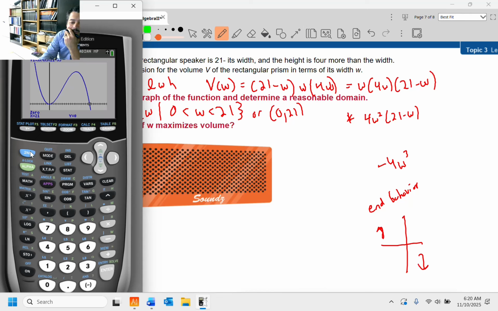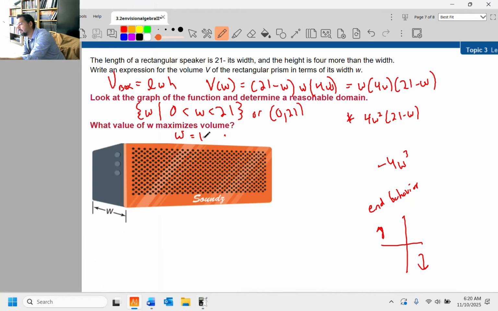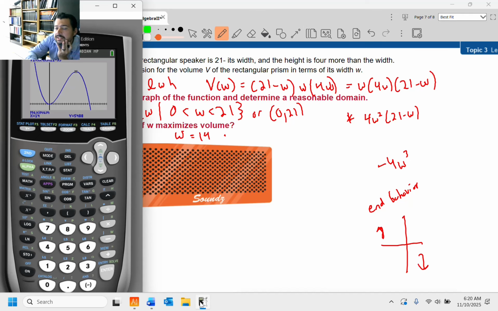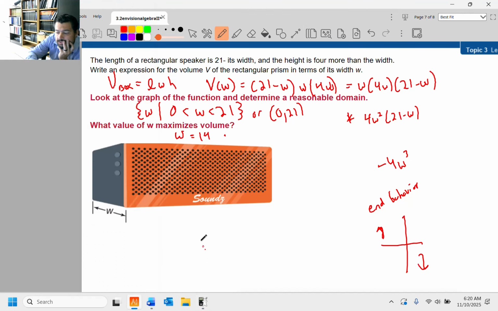Right there. So we're going to go through the process here, second, trace, 4 for maximum. It works by knowing the difference between left and right. Some kids do, some kids don't. We get left of the maximum when we press enter. Then we get right of the supposed maximum, we press enter. We press enter a third time for guess. And there's your maximum. Your maximum happens when w is 14. And then you can have the max volume too. It's also 5,000 something. 5,488 cubic units. And that's it.